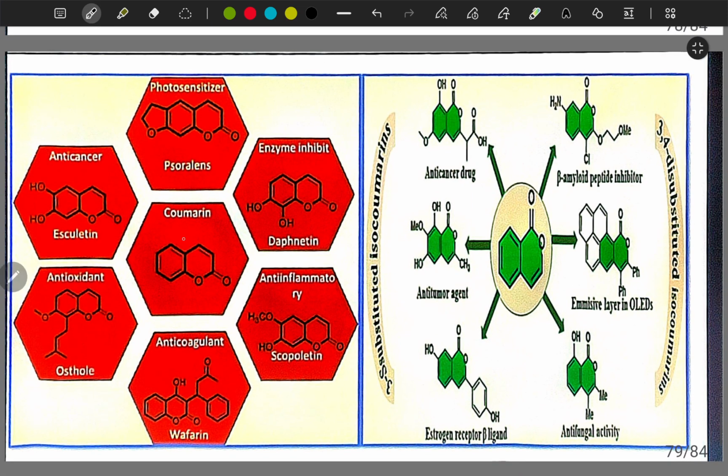This is coumarin. O is here and double bond O is here. And where is the isocoumarin? This is the isocoumarin. I don't know, because this is the same structure.